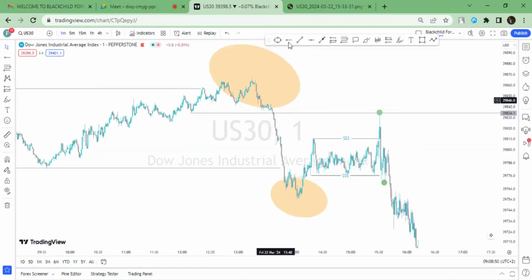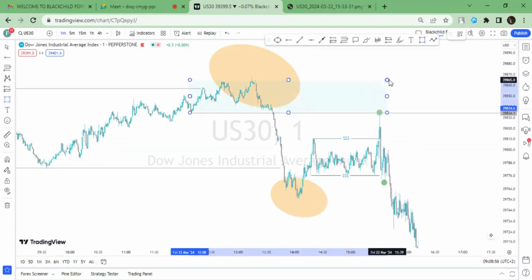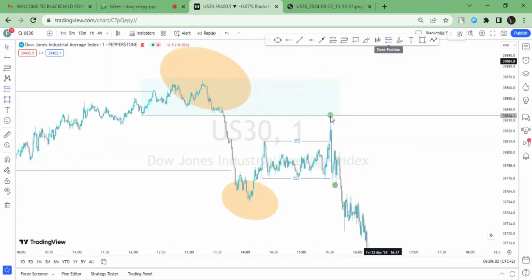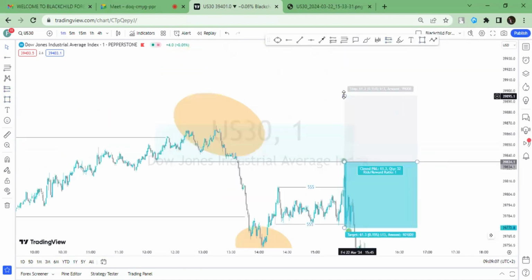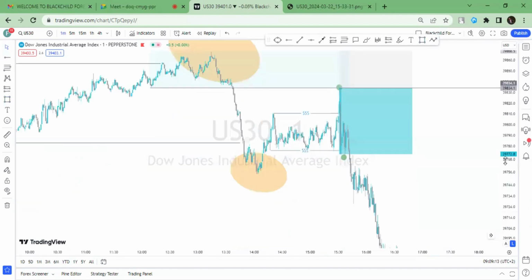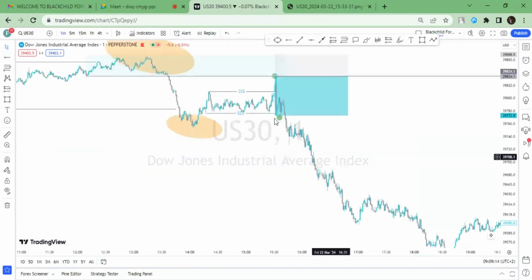So that's exactly what I'm looking forward to take to start entering my trades, because that's where I would say mitigation is going to be happening. So this is my area, and my stop loss was gonna be somewhere around here, and my stop loss was gonna be there. I was usually risking 1% from this particular trade.